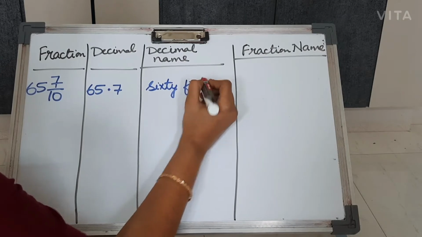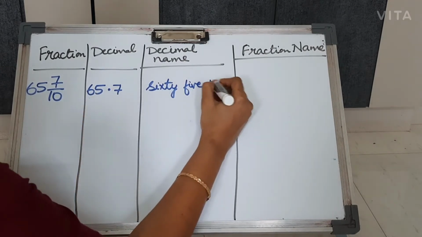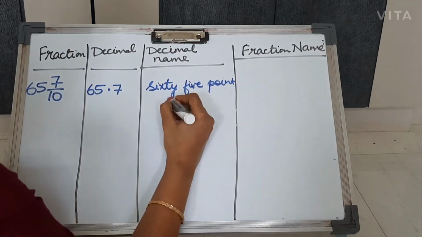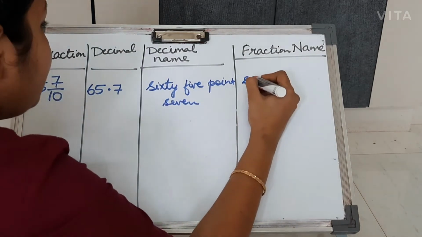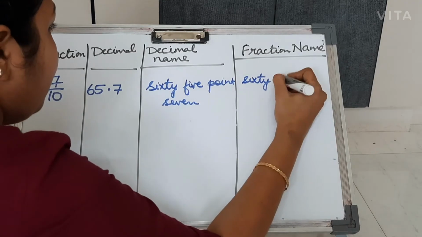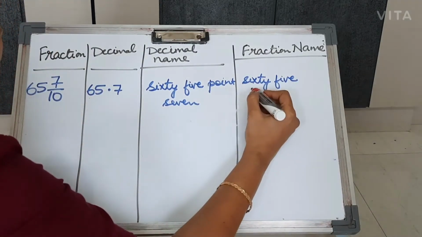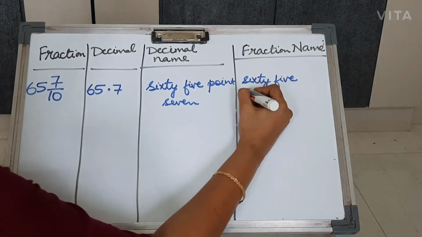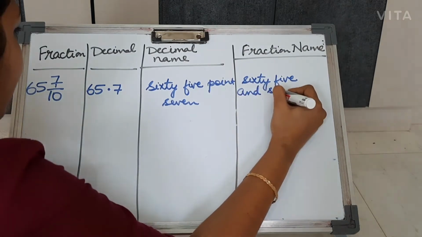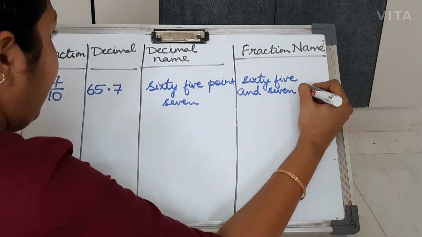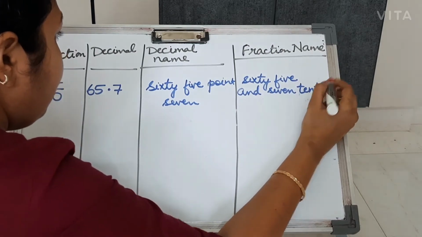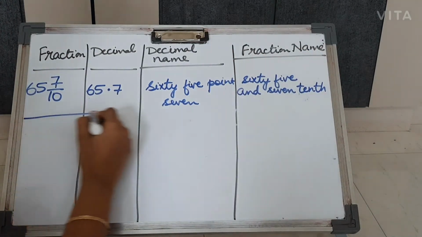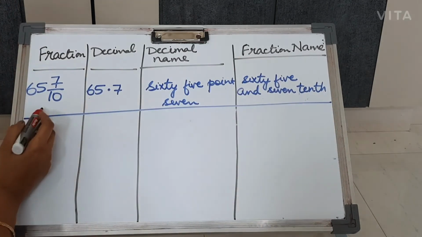65 before the decimal is read as a number name. 65.7, and the fraction name will be what? In both cases the part before is the same, 65 and 7/10. So this is the answer for this.